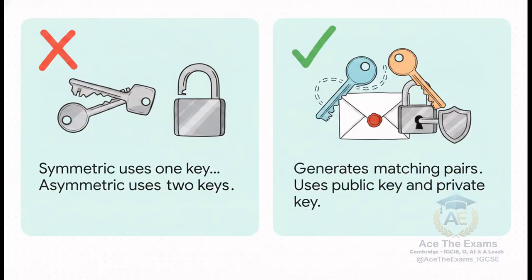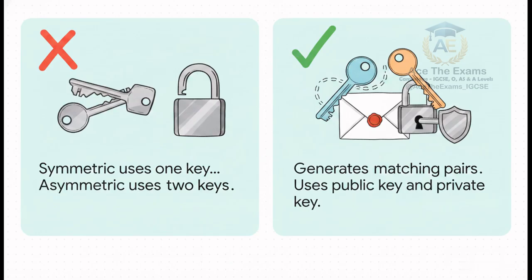And this brilliantly illustrates the contrast between a basic pass and total mastery. Simply saying it uses 2 keys fails spectacularly, whereas defining the mathematically linked public and private matching pairs proves your expertise. Alex's low-level answer is a classic trap. Asymmetric uses 2 keys. The examiner reads that and thinks, so what? Why does that make it safer? The high-level answer dives straight into the mechanics.